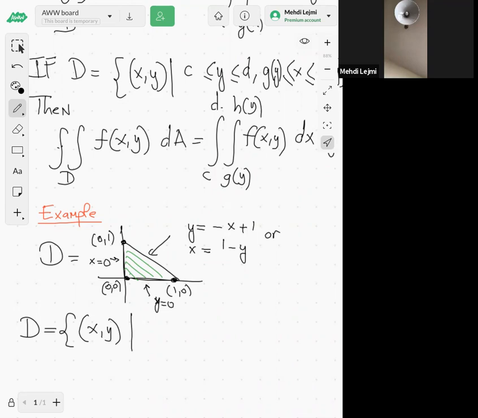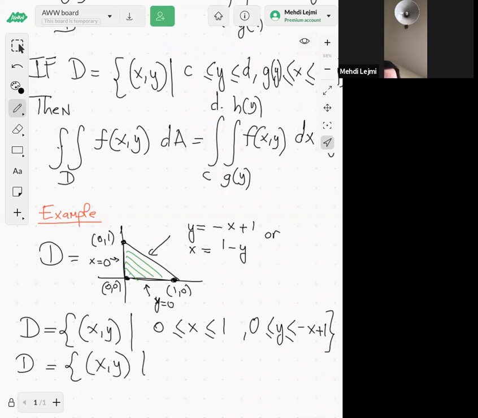If you want to describe D as type 1, we said x would be between 0 and 1, and y between 0 and minus x plus 1. We had this example in the first exercise today. So this is type 1. If you want to describe D as type 2, then y would be between 0 and 1, and x between 0 and 1 minus y.